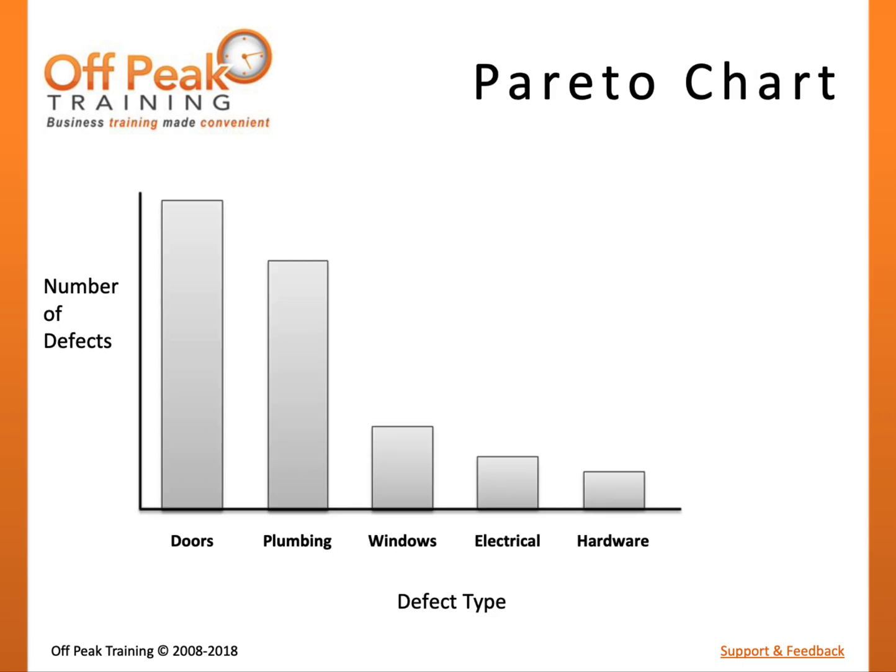Another one of the 7 basic quality tools is the Pareto Chart. The Pareto Chart is essentially a histogram displaying the number of defects by type and has been prioritized from highest to lowest. It gets its name from an Italian economist named Vilfredo Pareto.